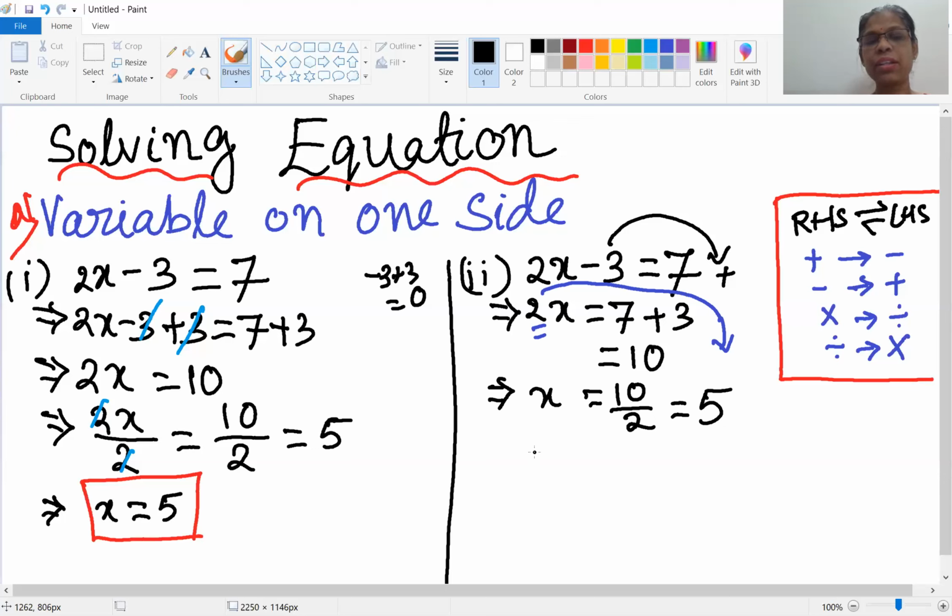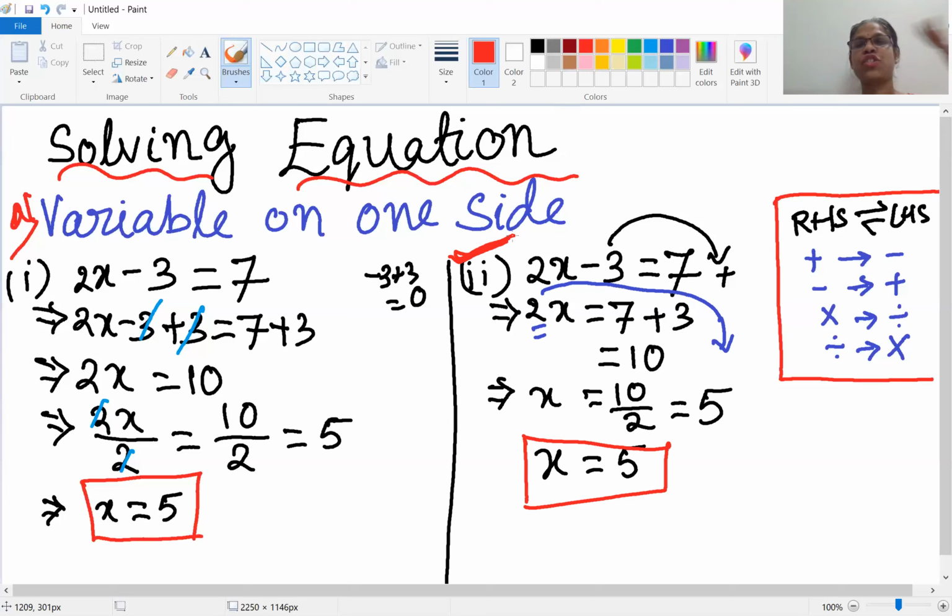So what I got here? I got my value x is equal to 5. Here also I got my value x. I hope you understood both the methods. Please always focus to use this second method because this is the most widely used method. Let's move on to the next topic.